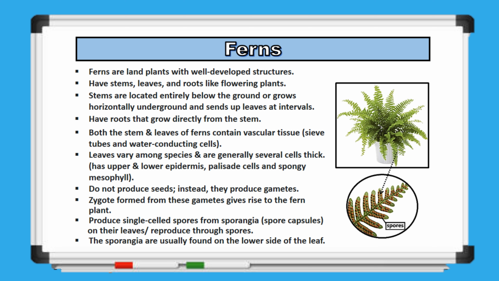Unlike seed-producing plants, ferns do not produce seeds. Instead, they reproduce through gametes that form a zygote, which then develops into a new fern plant. Ferns generate single-celled spores in sporangia, or spore capsules, typically located on the underside of their leaves.